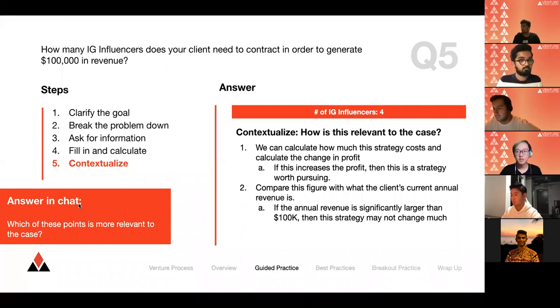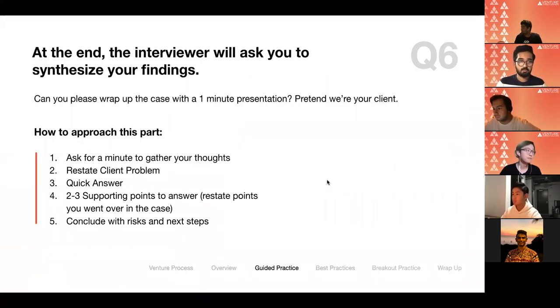Okay, I'll pass it off to Samir for the conclusion. Samir, take it away. Yep, awesome, thank you. So at the end of your case, the last thing that we like to do is wrap it up with a 1-minute presentation. And this is one of the few things where it's a pretty strict formula and you should do your best to follow it just because it'll make everyone's life easier.